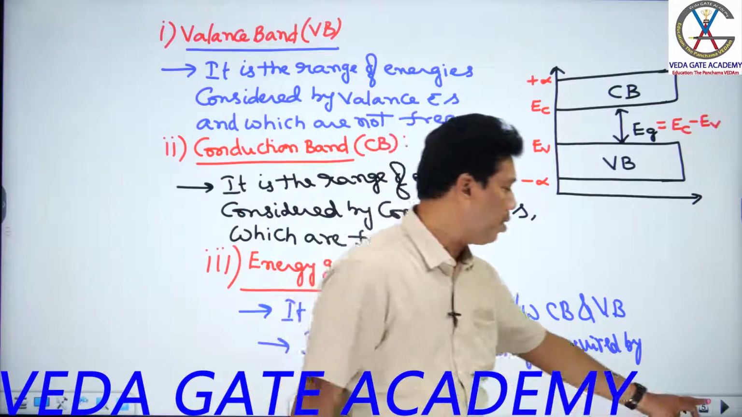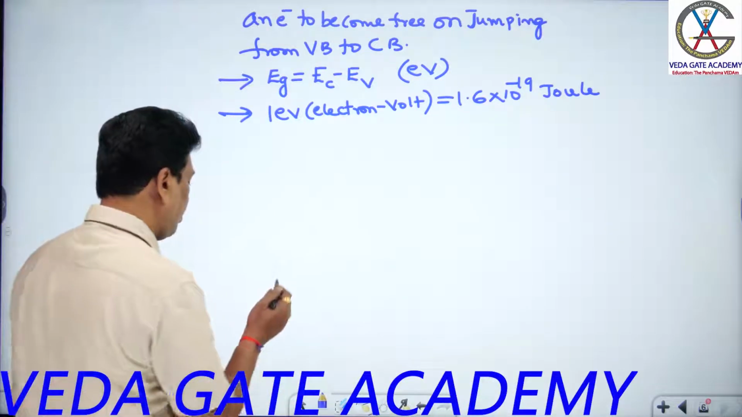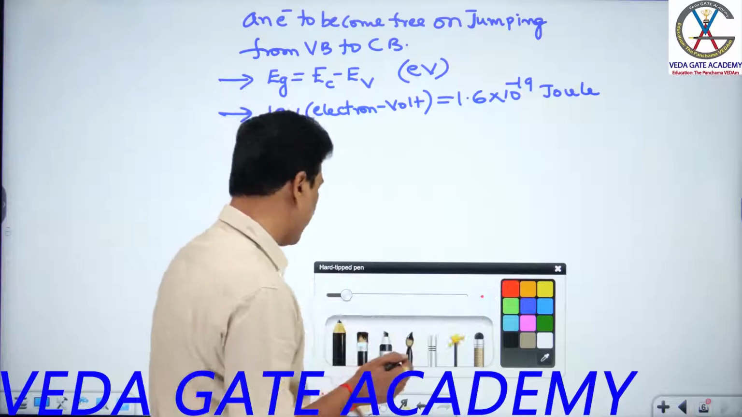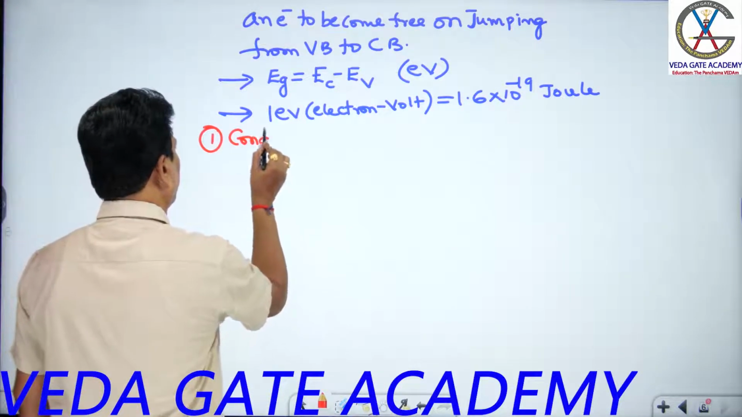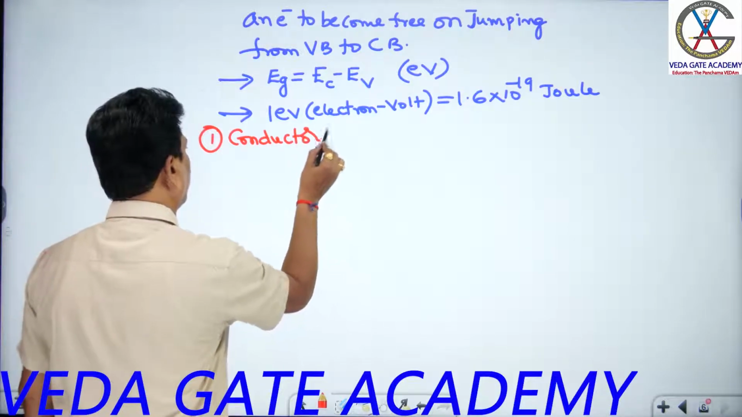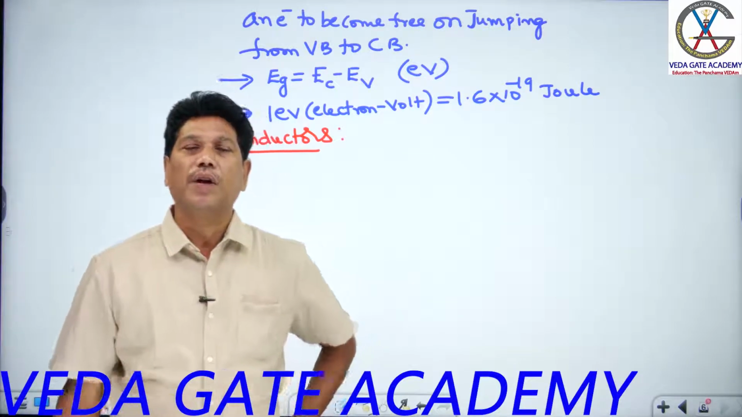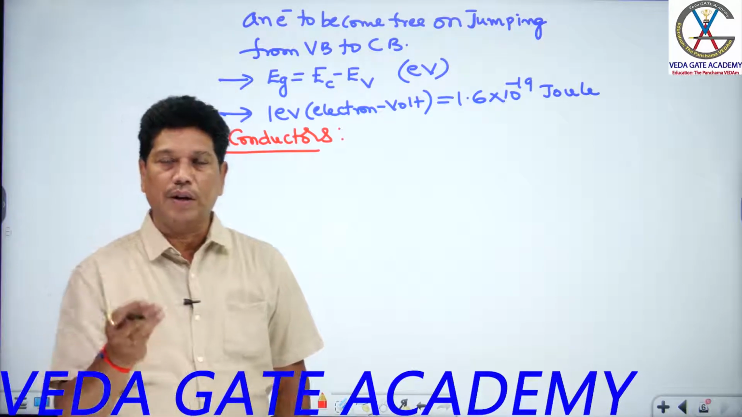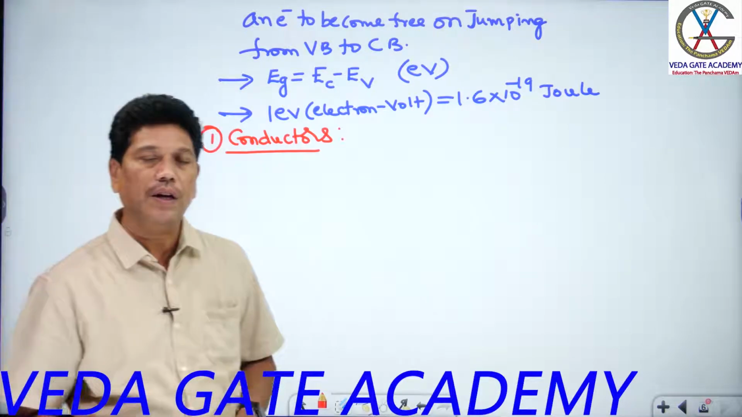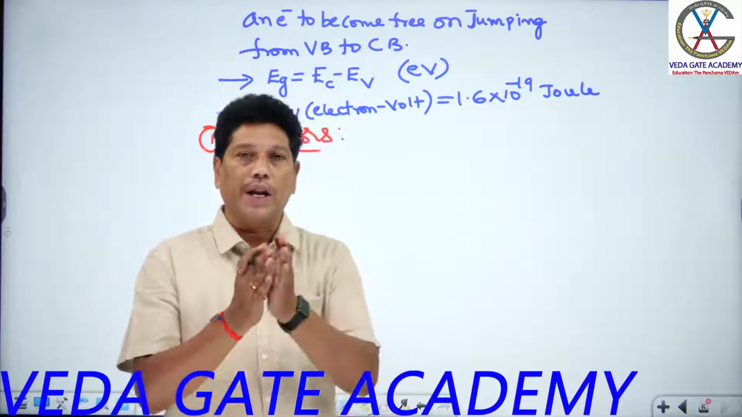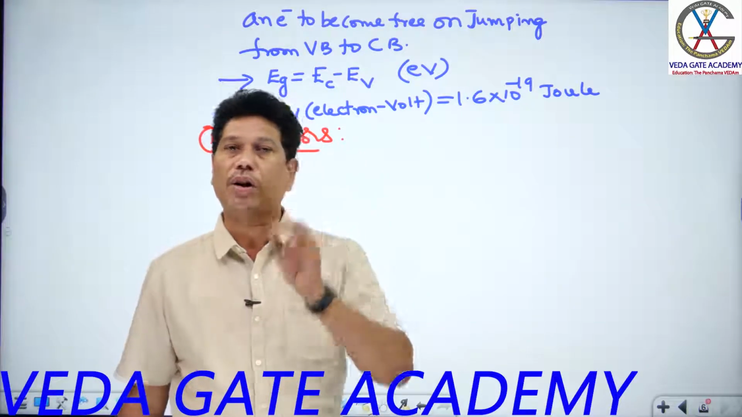Right. Now I can examine the first one, the conductor. Sir, what is a conductor? It is one that can allow the electrons to pass through it very freely. A conductor is a body that can allow the electrons to pass through it very freely. Such types of materials are called conductors.